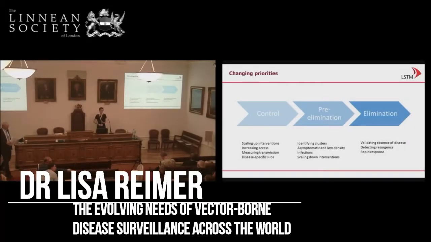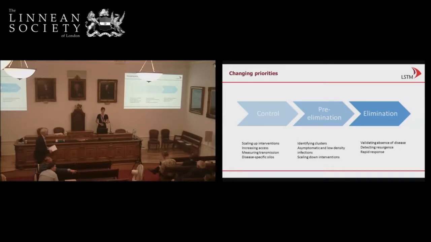So we often talk about control and elimination as if these are part of the same continuum, only differing in the scale of the outcome that's achieved. But these are very different processes. They have different priorities, and as such, they have very different requirements in order to achieve those priorities. So they take a completely different approach.